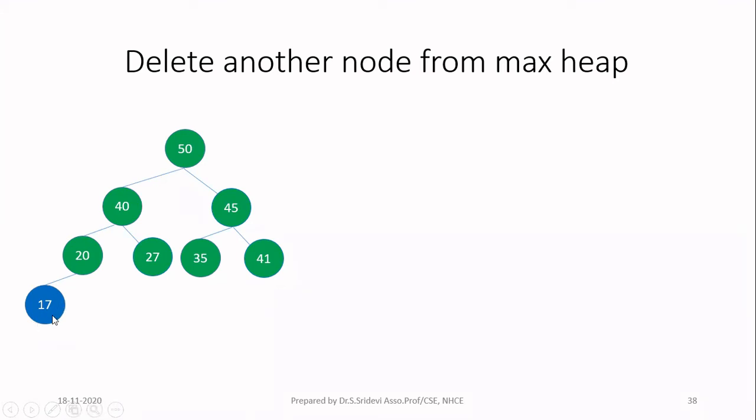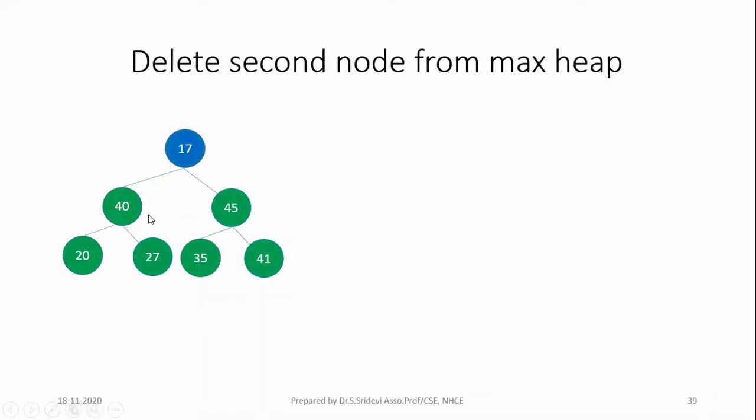Or you can say that you select the node in the last level, and that node should be the last node in the last level. If there are many nodes, you select the last node which is on the rightmost side. So now I am selecting the node 17. I have to now remove the root node 50, then place 17 as the root node. So that is the first step. So I'm removing the root node, then I'm placing 17 there.